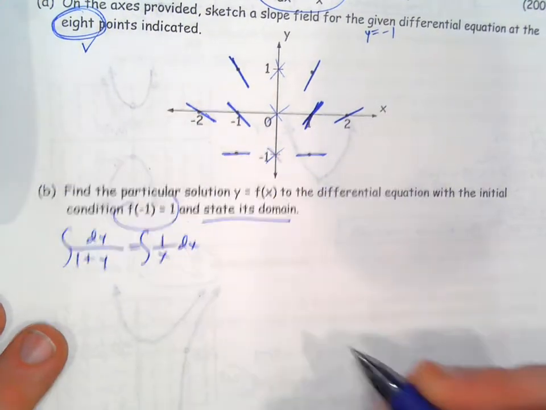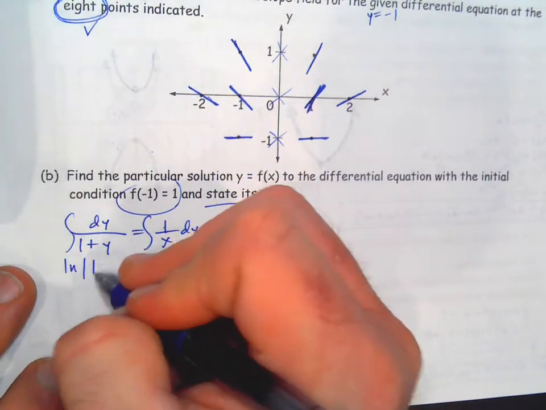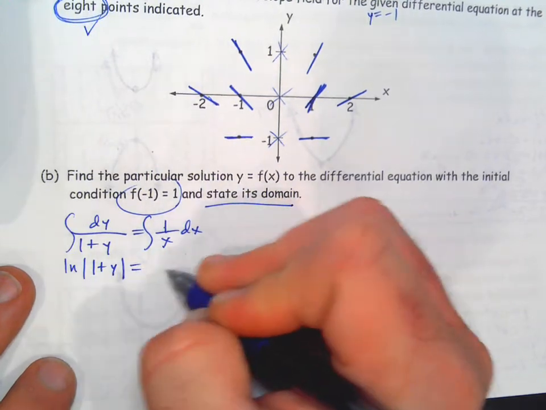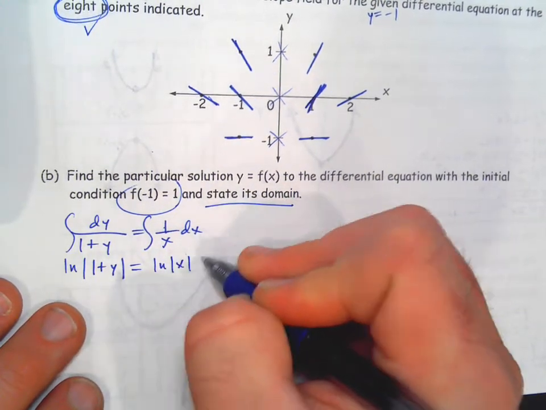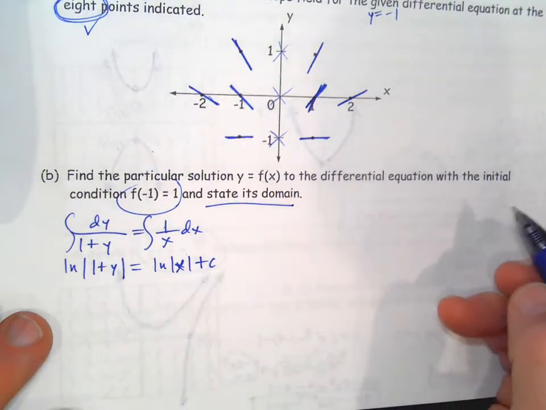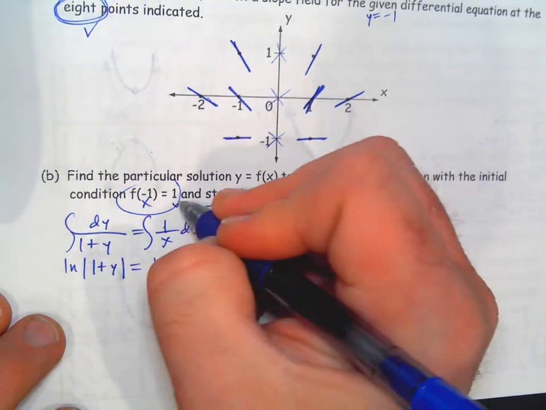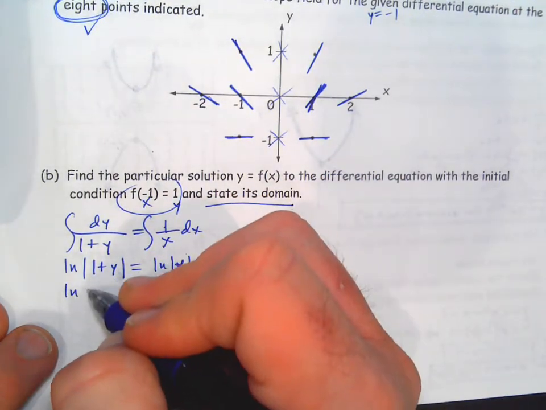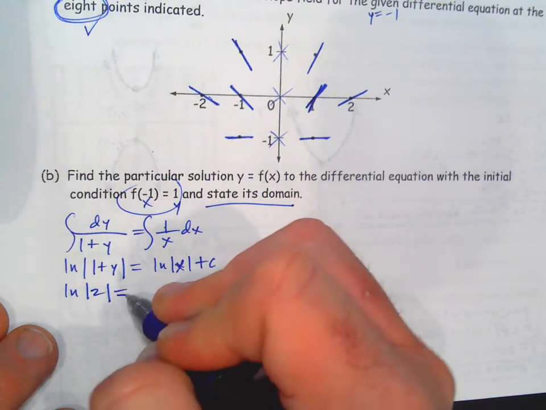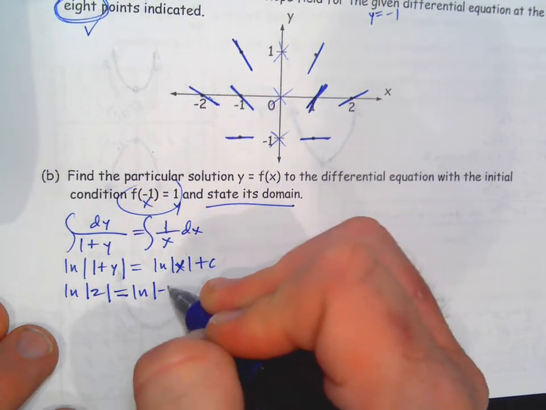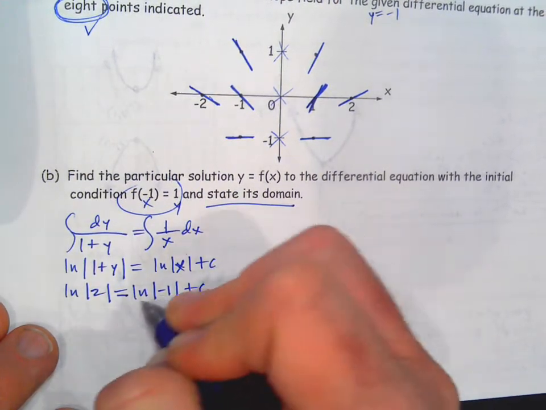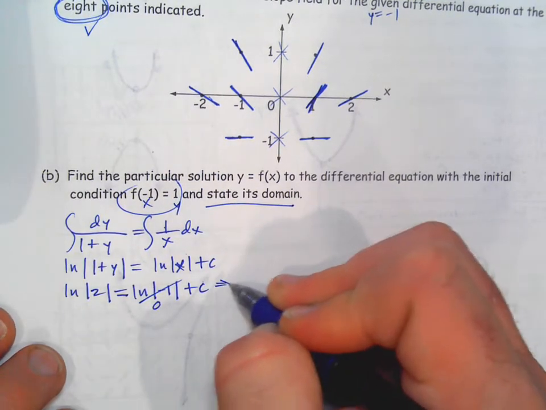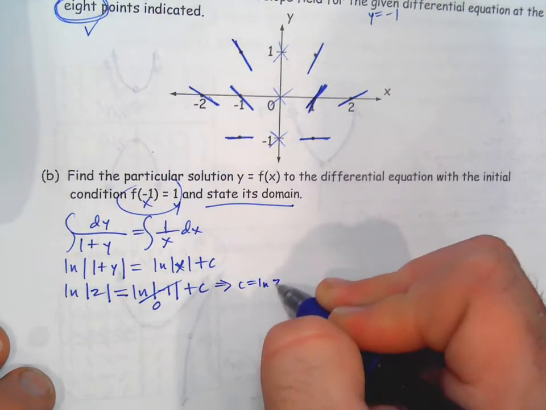Integrate both sides. I'd find the c value now. So your x, your y. So it's going to be natural log of 2, natural log of absolute value -1, which is natural log of 1, which is 0. So c equals natural log of 2.